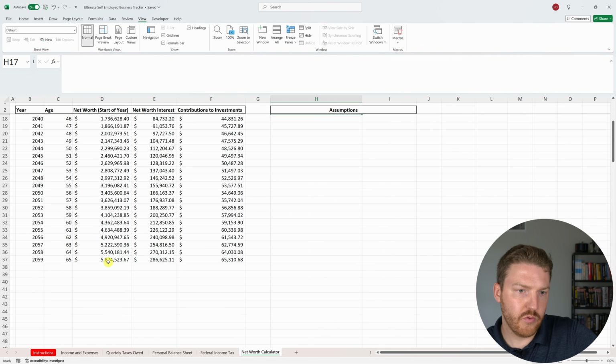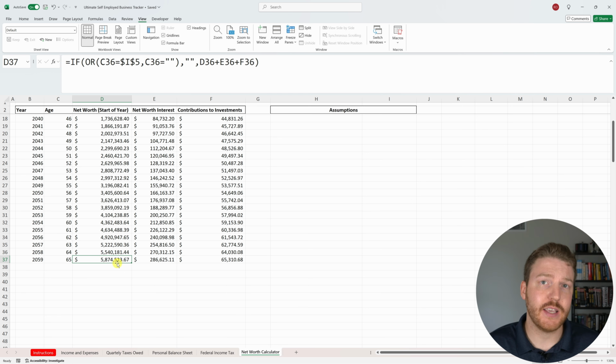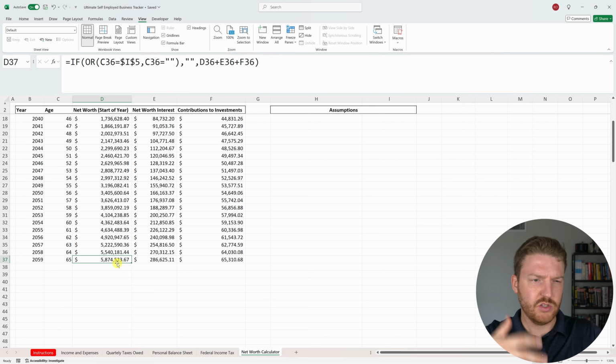So we can see our net worth down here is $5,874,000. Okay, so that is going to be in the year 2059 though. So I want to know, hey, my retirement nest egg, what would that really be like in today's value? Because I don't really know what 5.8 million is like in 2059.